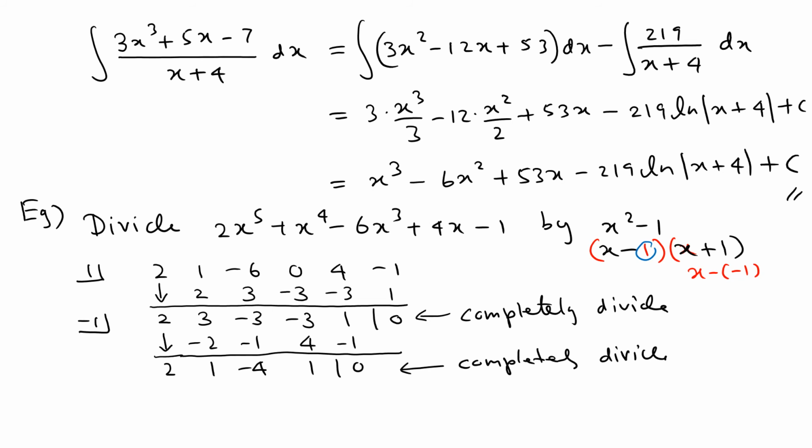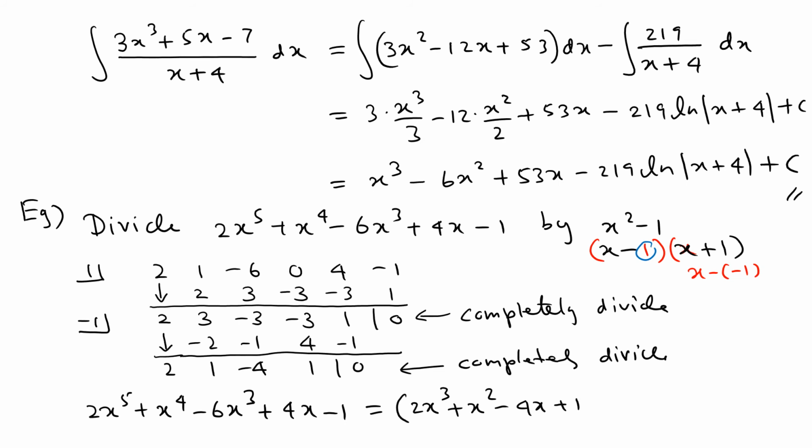Okay, so that means when you divide 2x⁵ plus x⁴ minus 6x³ plus 4x minus 1, you get the quotient. There are 4 terms, that means a cube. So 2x³, you get a 0, that's okay, it's just a number. So you get plus x² minus 4x plus 1 times the two factors, but you can combine them and write x² minus 1. So that's the answer.